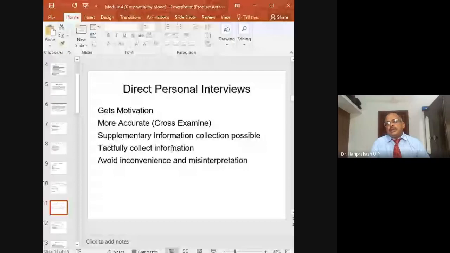Every time you may not be able to collect the data in the same way. With some people you will have to change the way in which you are asking the question. That is called tactfully collecting the data. With other ways of collecting data, it may not be possible. Avoid inconvenience and misinterpretation. When you are talking, it should not be misinterpreted. That should be ensured. And inconvenience to the person from whom you are collecting should be avoided. That has to be noted while doing personal interviews.